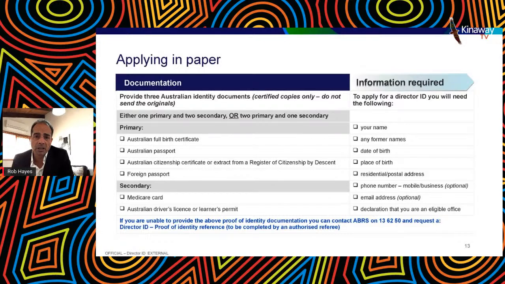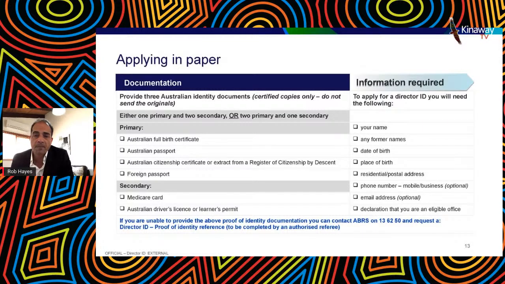But as you can imagine, it is a bit onerous because the applicants are required to provide certified copies of that information along with their application to the ABRS by post before we can assess and then issue a Director ID.